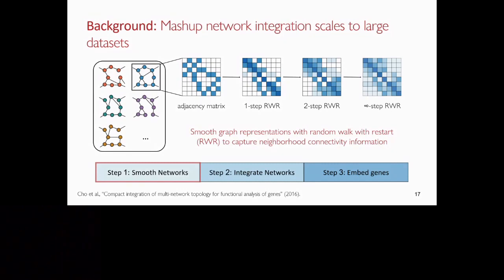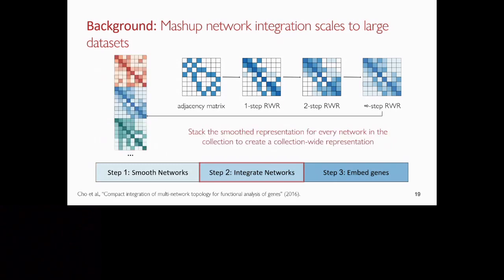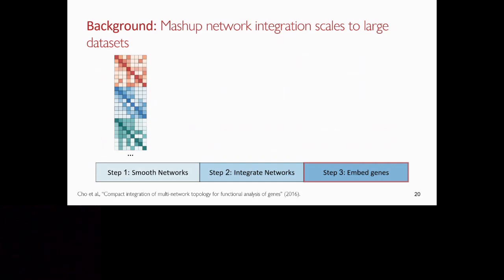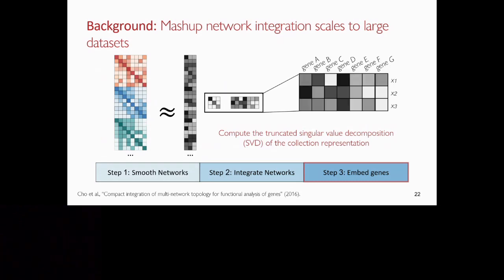Then in the second step, once we've produced the smooth representation for every network in the collection, Mashup integrates these by basically taking the concatenated representation. And then finally, once we have this collection-wide representation, Mashup computes the gene embeddings using the truncated singular value decomposition, where we can take the singular values and right singular vectors to combine to form this gene embedding matrix, where in my toy example here, for every gene in the input networks, we've learned a 3-dimensional compact representation.